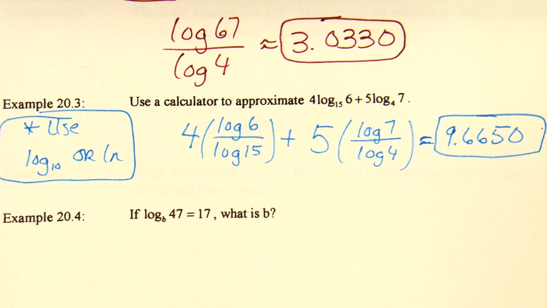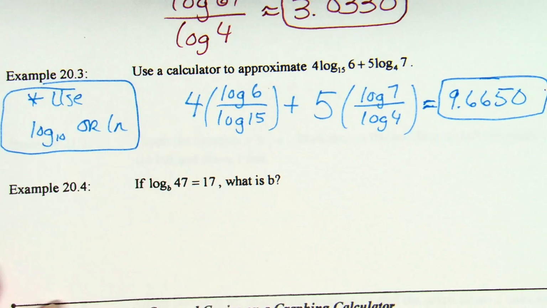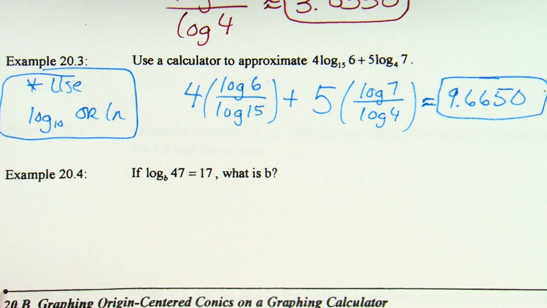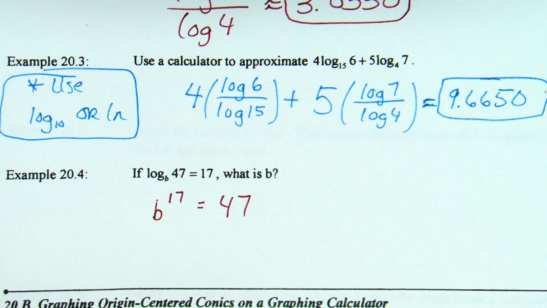If log base b of 47 equals 17, what is b? So what do we need to do to set this up to begin with? What's the phrase I would use? Left, right, middle. Okay, take this out of log form and put it in exponent form. So exponent form, this is going to read b to the 17th equals 47. And because we're just such math whizzes, we know exactly what raised to the 17th equals 47, right?